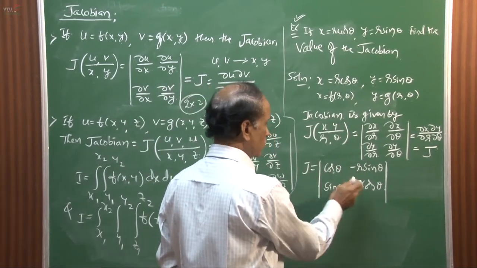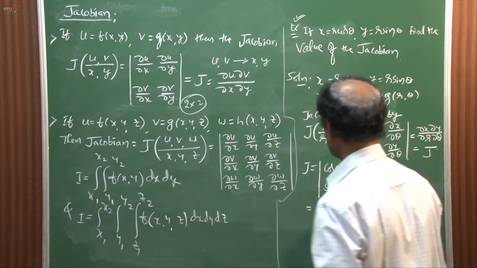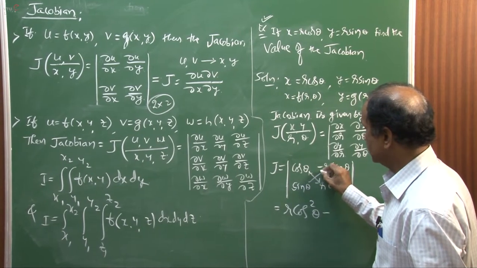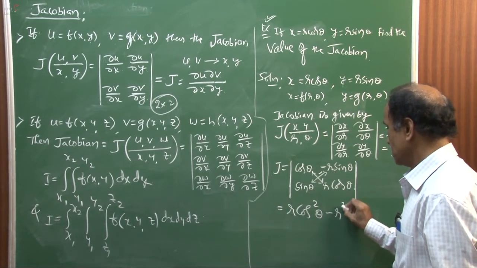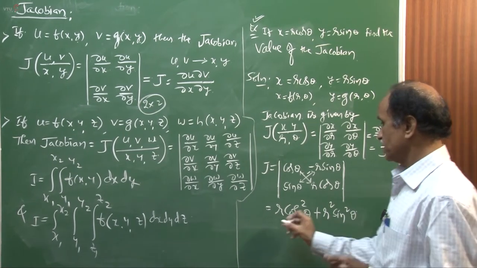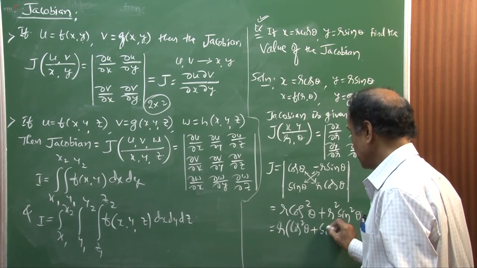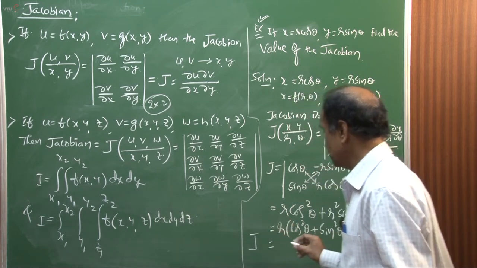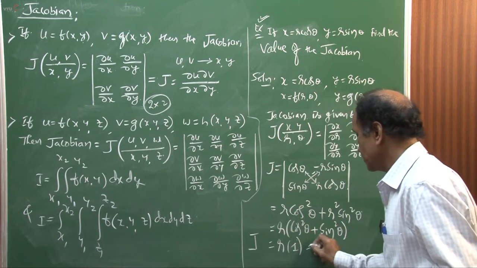Cos theta into cos theta, cos square theta, r is outside, it is r cos square theta. Then determinant simplification, this into this and this into this along with minus sign. Then minus of this minus r sin square theta, that becomes plus sign, that is sin into sin, you are writing sin square theta. This becomes r into cos square theta plus sin square theta. What is the final simplification? J is equal to r times 1. What is your J? That is equal to r.